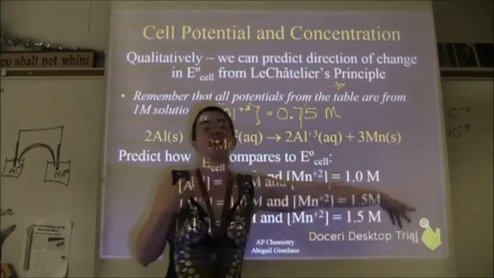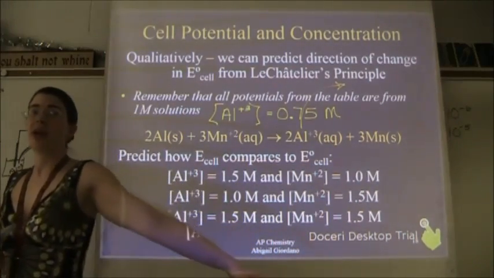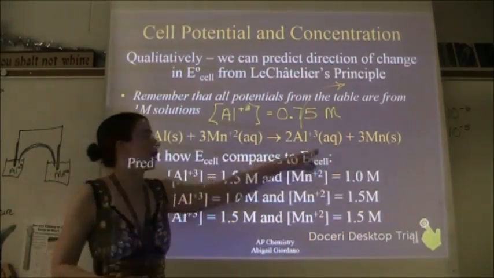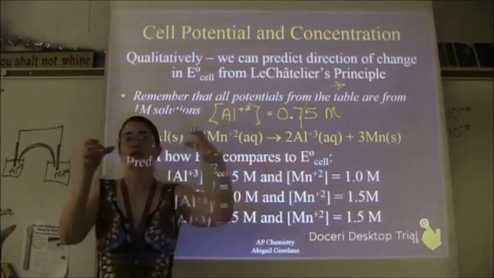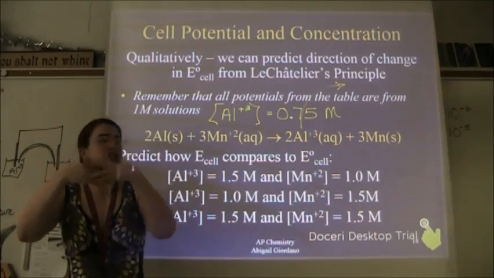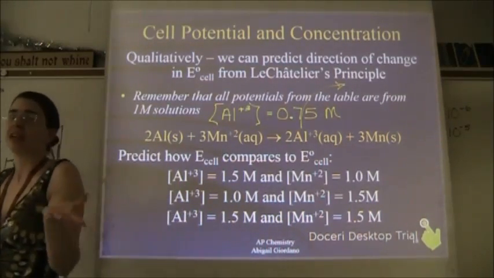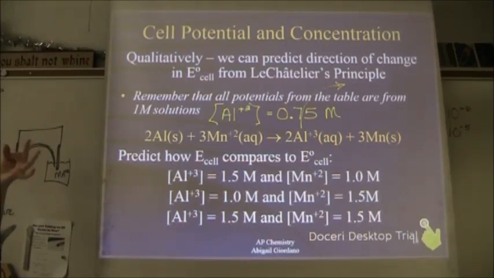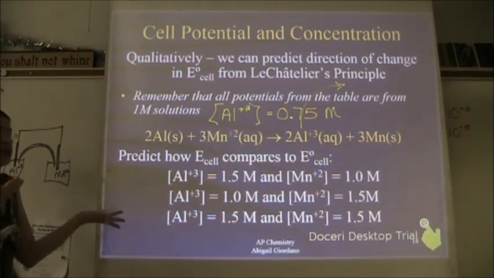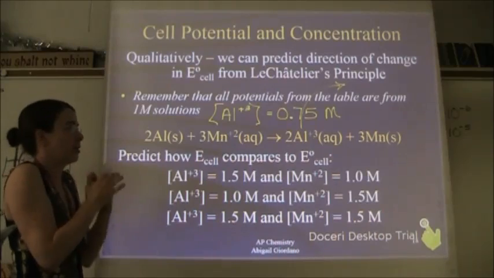Solids have no effect on equilibrium. Okay? I can make this manganese electrode very, very small, very, very large. Doesn't do anything. As long as there is some solid manganese there to have an electrode, I'm good to go. How big it is doesn't matter. Okay?